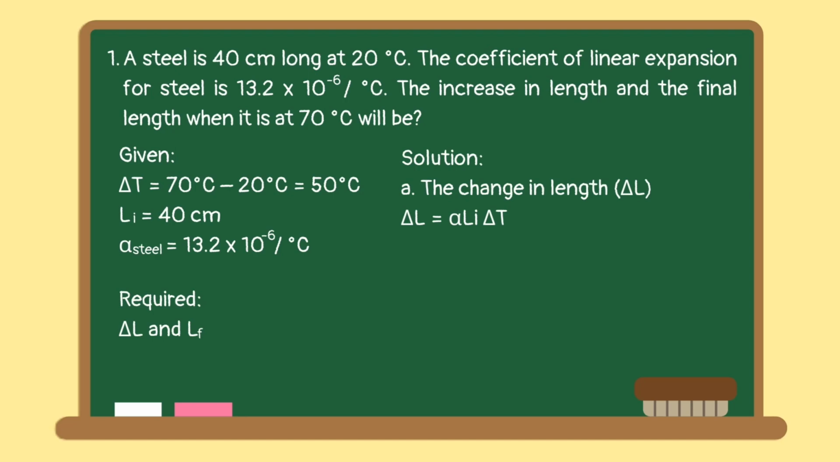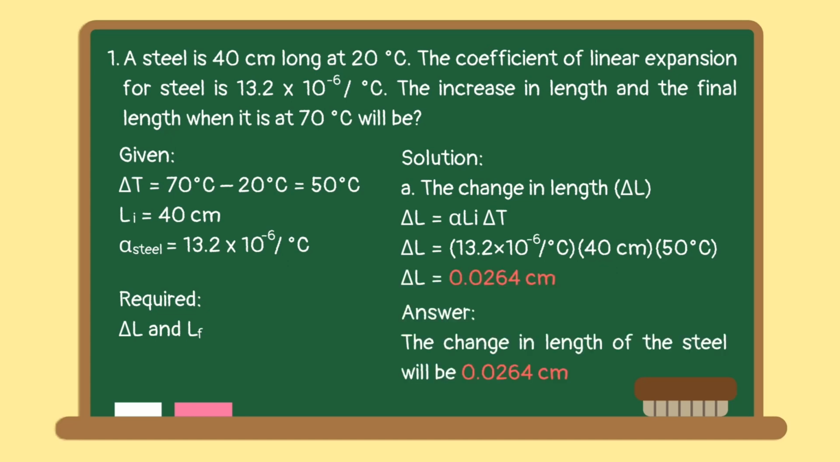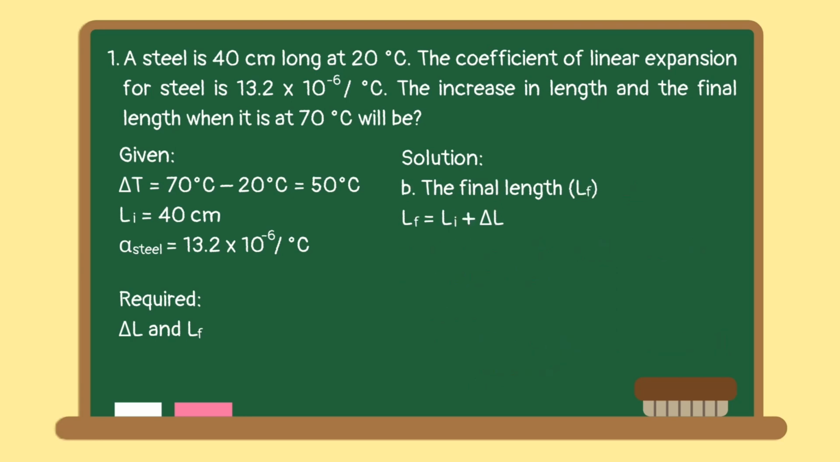First is the change in length. Using the formula, change in length is equal to the coefficient of linear expansion multiplied by the initial length and multiplied by the change in temperature. So we have 13.2 times 10 raised to negative 6 per degree Celsius multiplied by 40 cm and multiplied by 50 degrees Celsius, which gives us 0.0264 cm. The answer for this problem is the change in length of the steel will be 0.0264 cm.